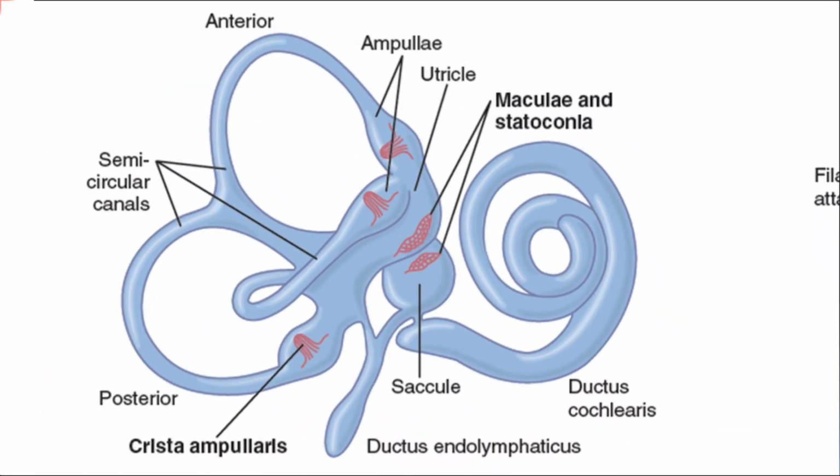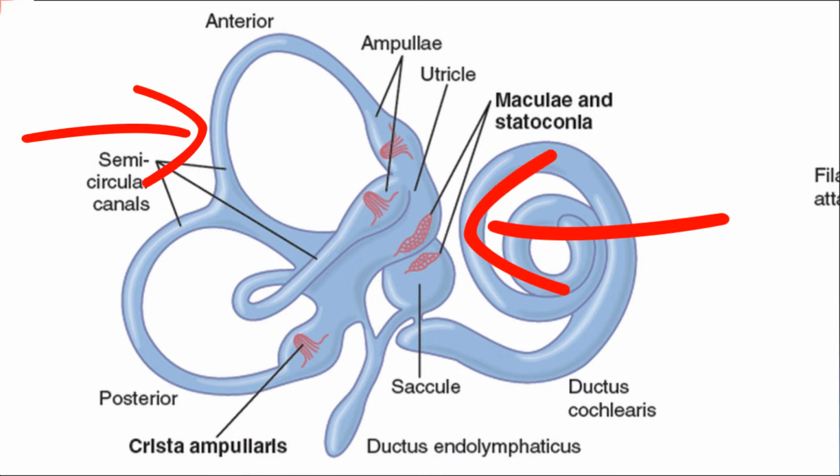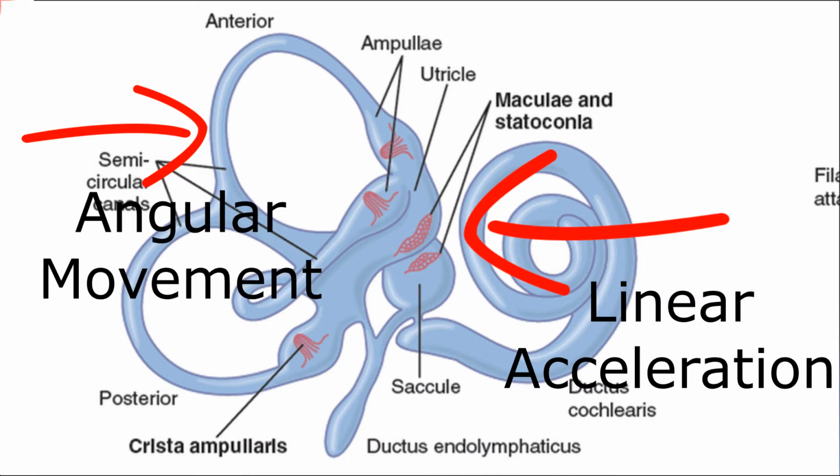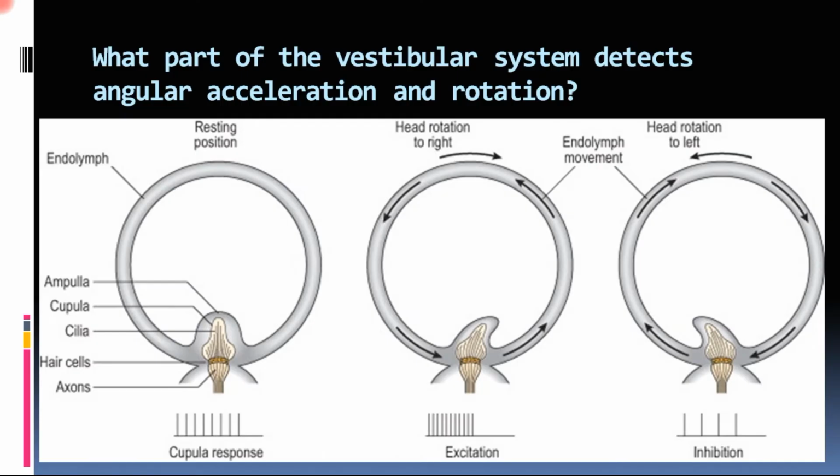First question, what part of the vestibular system detects the angular acceleration and rotation? There are two functional units as we have studied yesterday. The first is the utricle and saccule, and the second is the semicircular canal. The utricle and saccule are responsible for detection of linear acceleration, whereas the angular acceleration and rotation is detected by the semicircular canals. So the answer to this question is semicircular canals.